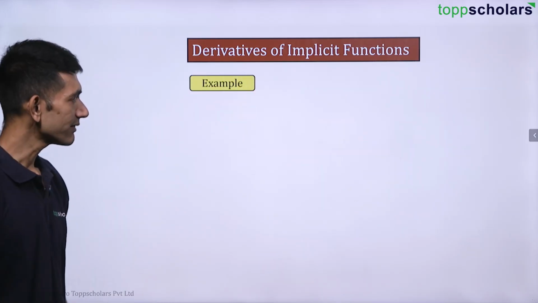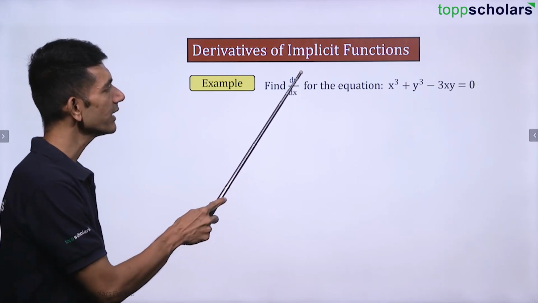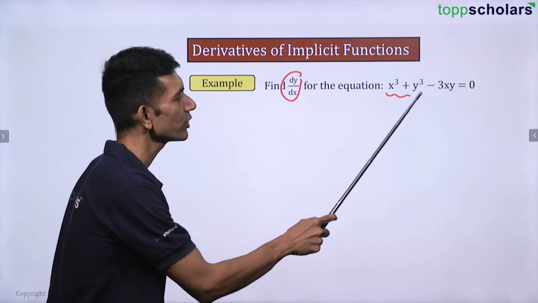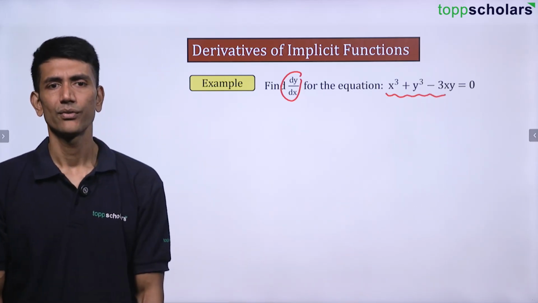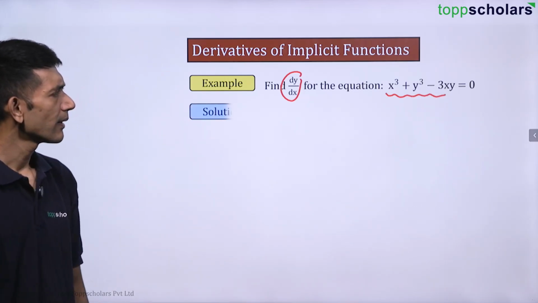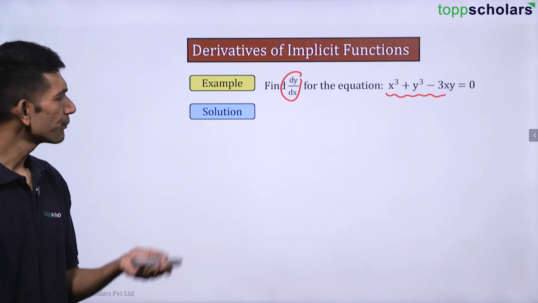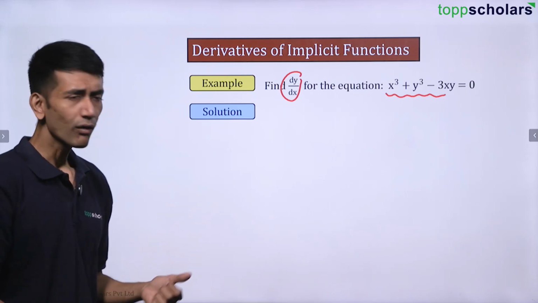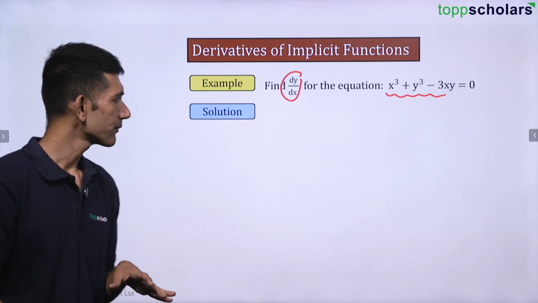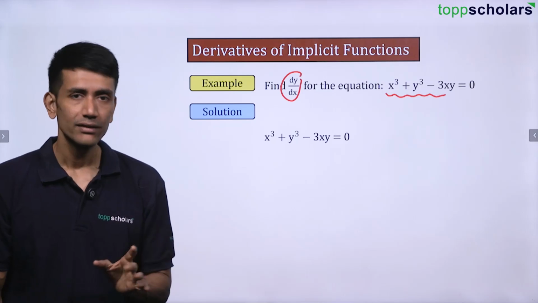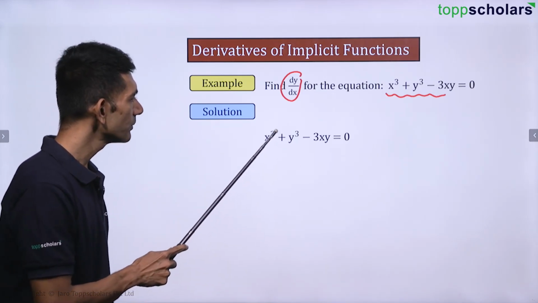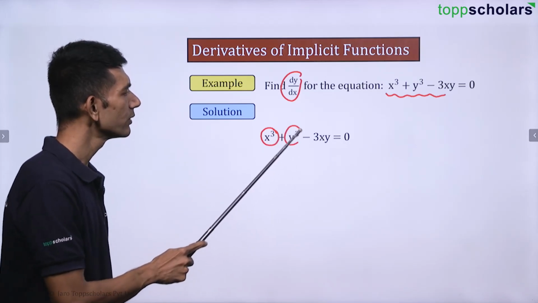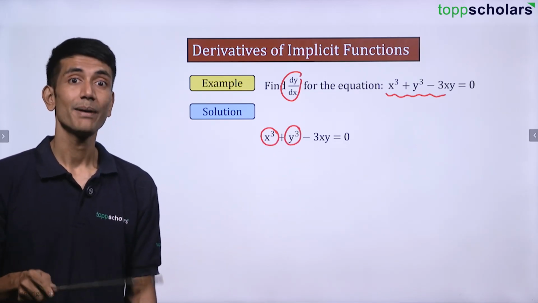Okay. Let us see one more example. It says find dy by dx for the equation x cube plus y cube minus 3xy is equal to 0. Very simple question. On the right hand side, anyways it is 0. On the left hand side, you have x cube plus y cube minus 3xy. So obviously, same logic we are going to apply here. Firstly, we'll have the derivative of x cube, which is 3x square, derivative of y cube, 3y square dy by dx.